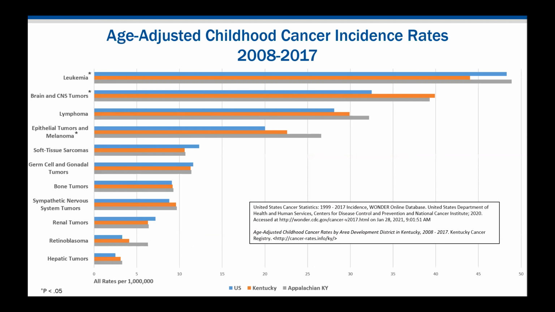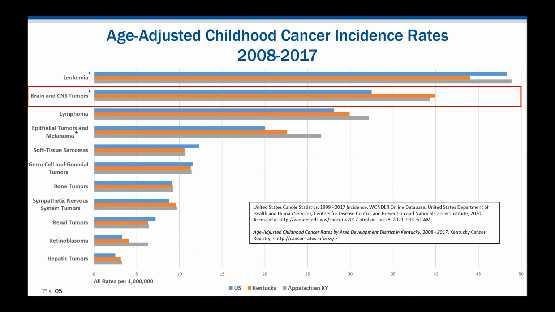But anyhow, that got us to look to compare our rates in Kentucky with the U.S. and other areas, to measure a higher burden that appeared to be taking place in the Appalachian population. This is a graphic showing the most frequently occurring types of childhood cancer, comparing the U.S. rates in blue to Kentucky in orange and the Appalachian region separately in gray. This is looking at a 10-year period of data from 2008 to 2017.